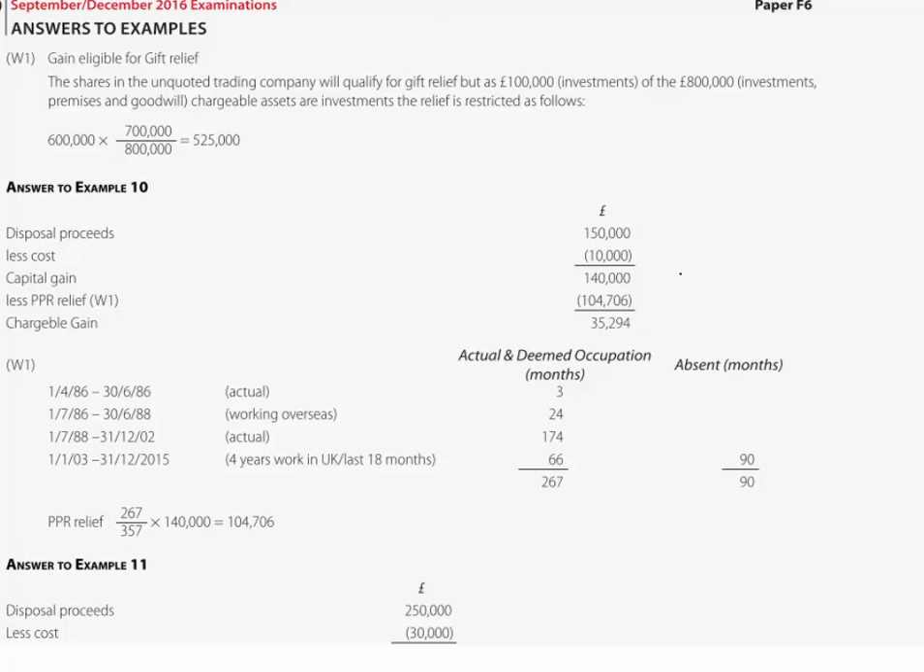The easy bit to begin with, the calculation of the gain. We know the proceeds, we know the cost, we know the gain. Now that calculation could have been made more interesting.